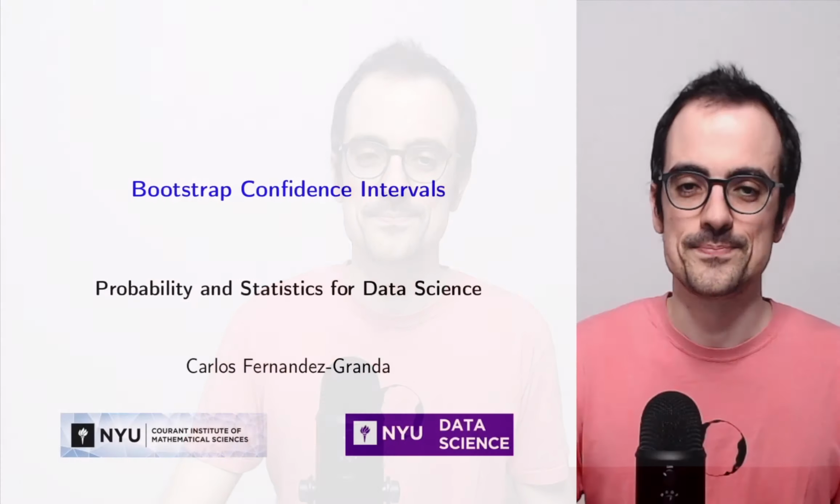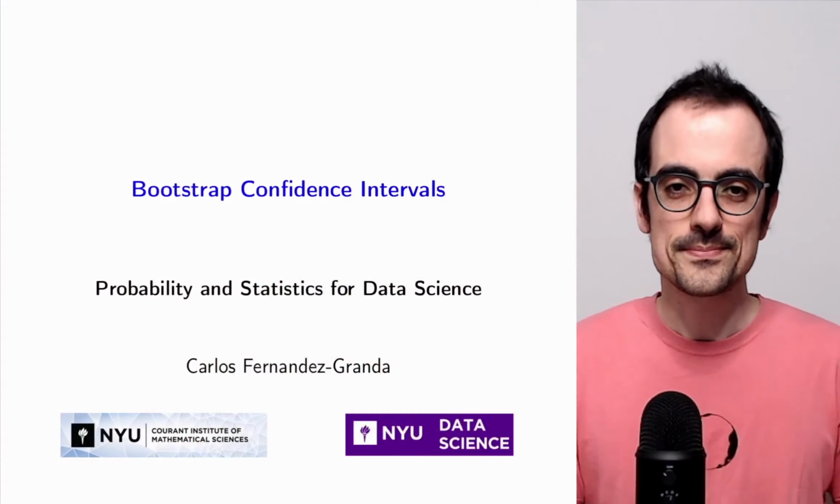Today we're going to continue talking about the Bootstrap. In a previous video we showed how to use the Bootstrap to estimate standard errors, which can then be used to build confidence intervals, assuming that the estimator of interest has an approximately Gaussian distribution. In this video we're going to show how to build confidence intervals directly using the Bootstrap. And we're also going to show that these confidence intervals can be applied to a certain kind of estimators that do not necessarily have a Gaussian distribution. Let's get to it. We're going to talk about Bootstrap confidence intervals.